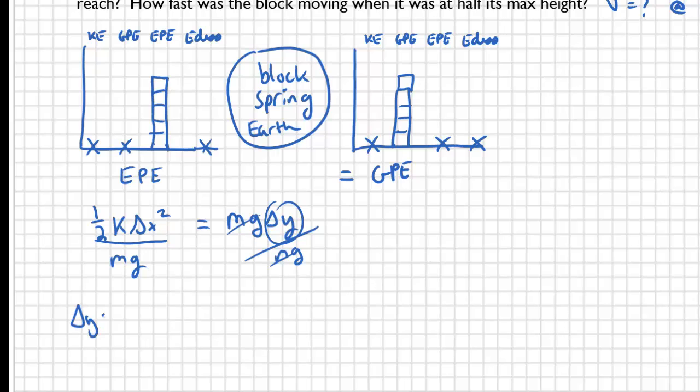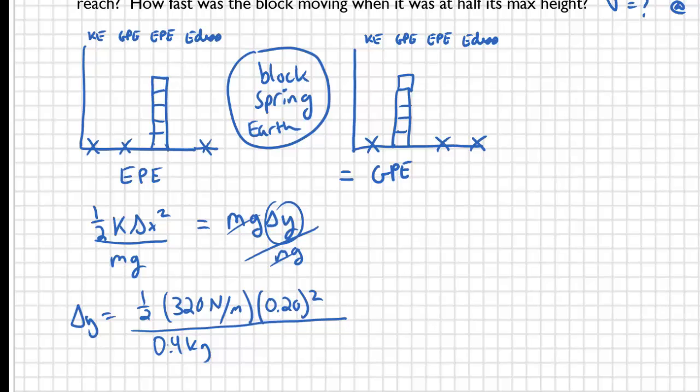So my delta y is equal to 1/2 my spring constant k, which, looking at the problem over here, is 320 newtons per meter. And that's all multiplied by delta x squared. The spring's displacement was 0.20, and we're going to square it. And that's all divided by mg. I look at the mass given in the problem, 0.4 kilograms, and that's times my gravitational field strength of 10 newtons per kilogram.